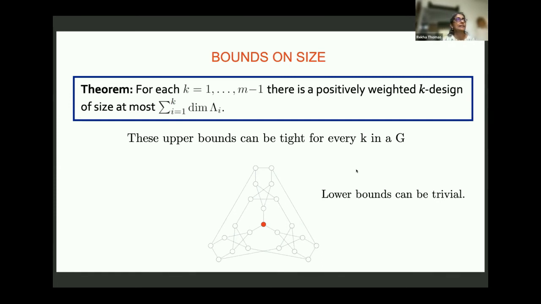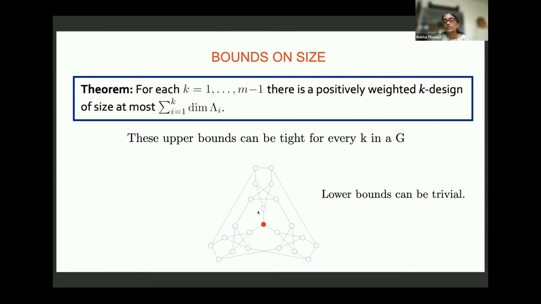And this was apparently not very obvious to the analysts. And using this, you can connect. Once you have this existence theorem for positively weighted designs for every value of K, it turns out that you can connect this to random walks and all kinds of other combinatorial objects. And I will mention a reference at the end that does this. So this is a simple consequence of this polyhedral theorem. There's an upper bound on the size of positively weighted designs, and they exist for every value of K. Combinatorial designs don't exist for every value of K, but positively weighted ones do.